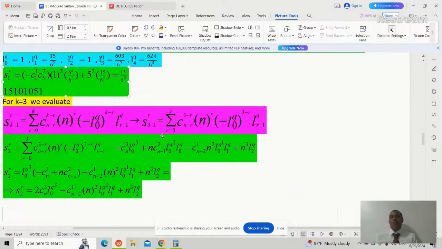Now, learners, after expanding this, you will get S2 of the r equal to combination n choose 3, L0 for the q raised to the power 3, minus combination n minus 2 choose 1, n squared, L0 for the q times L1 for the q plus n cubed L2 for the q. Therefore, I will focus on the last expression that has been simplified, okay? This is the value that has been derived from the discriminant formula of Mourad Sultan Ezouidi when k equals 3, okay?